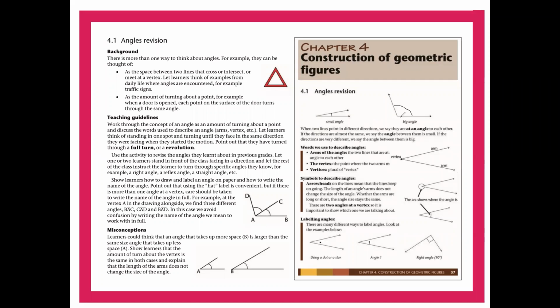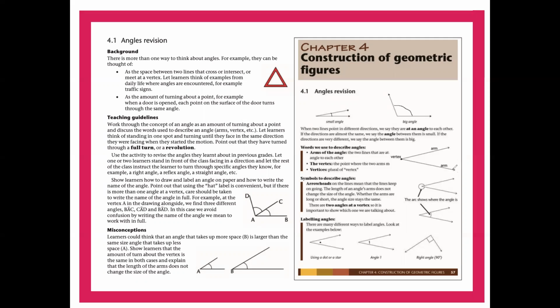So basically, the larger the angle is, the directions between this arrow and that arrow are a lot further apart, whereas at this small angle, the directions are almost identical. We have certain words that we use to describe angles. These long lines are called your arms, and that just shows the two lines that are at an angle to each other.